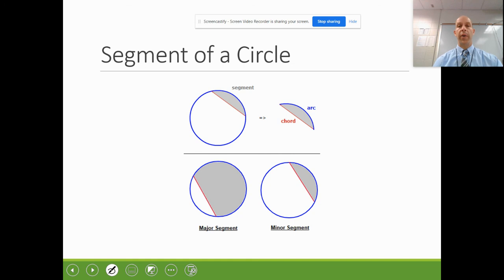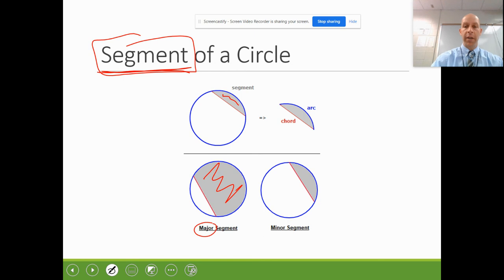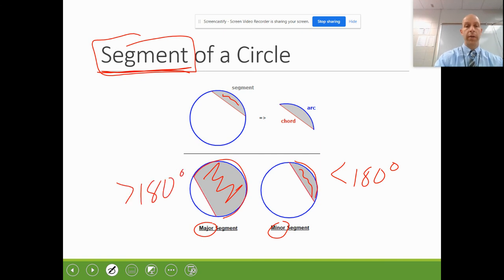Okay, third and final piece of this lesson is segment of a circle. A segment is different than a sector. A sector is kind of a piece of a pie. A segment is like this shaded region here in gray. It's this region over here. That's a segment. We could also have what we call a major segment, and we could have what's called a minor segment. A minor segment, again, this arc will be less than 180 degrees, whereas over here, this arc would be greater than 180 degrees.